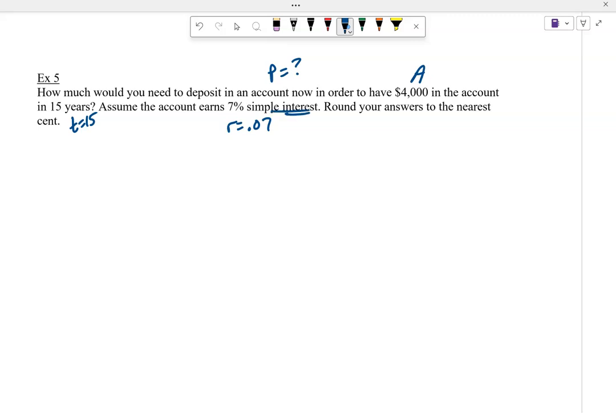So we're using the simple interest formula. So I say, all right, here's my simple interest formula. Or if you want, you can use principal plus interest, either one, right? Remember, I is P, R, T, but I'm going to go with this one here.